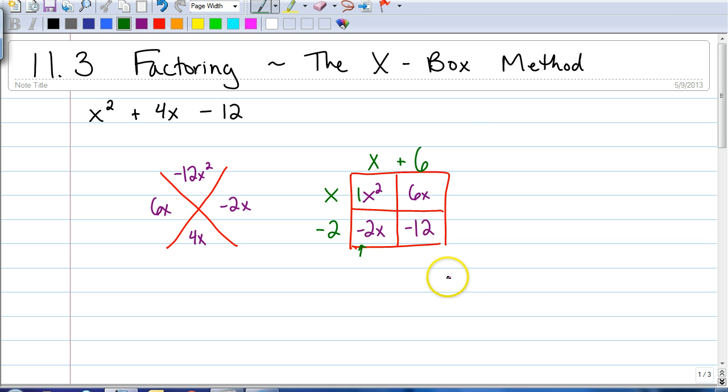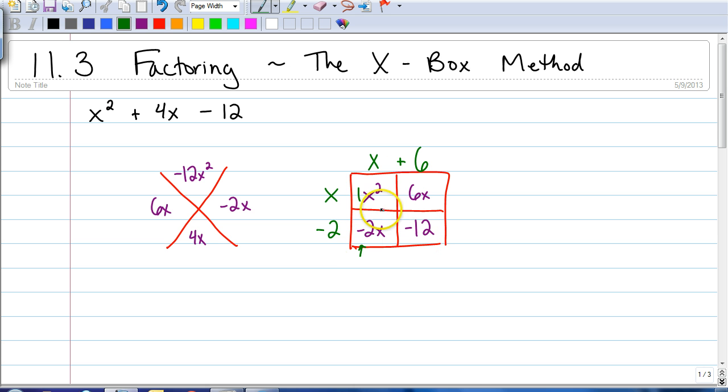Now here's how we could check your answers. If I multiply these, I'm going to multiply what's outside the boxes to make sure I get what's inside the box. X times x is x squared. X times 6 is 6x. Negative 2 times x is negative 2x. Negative 2 times 6 is negative 12.